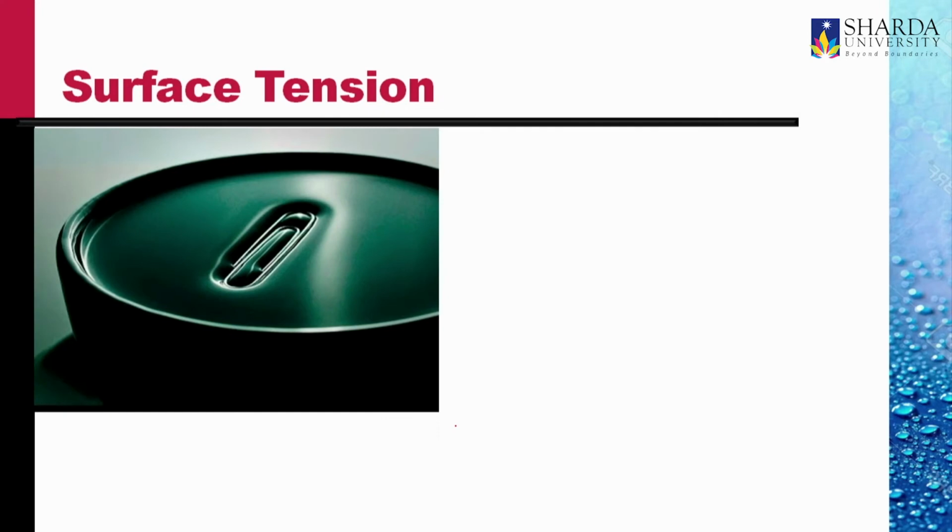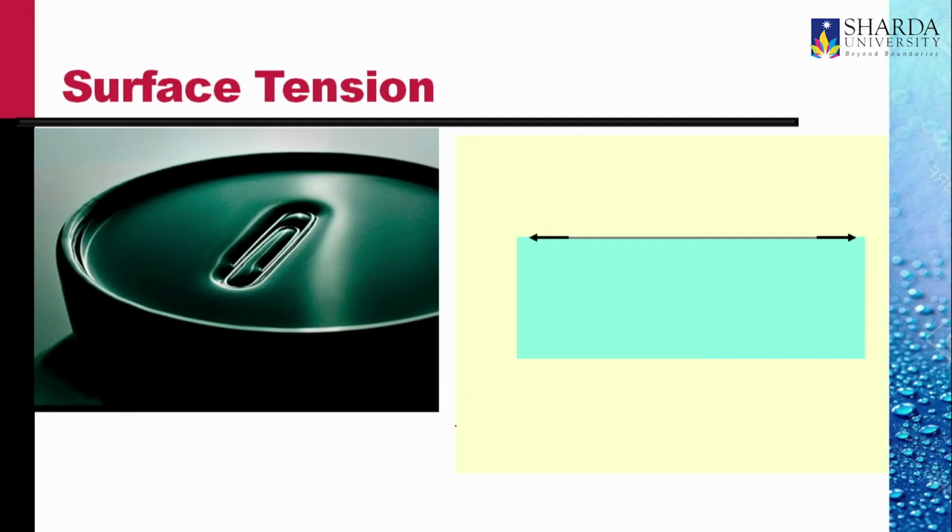Similarly, in this picture, we have a cup of water on the surface of which a paper clip is floating. What is supporting the weight of this paper clip? Clearly, it is not buoyancy because the paper clip is not submerged in water. So what's going on? The explanation of these two phenomena lies in what is called surface tension.